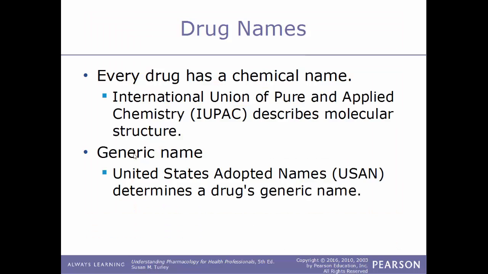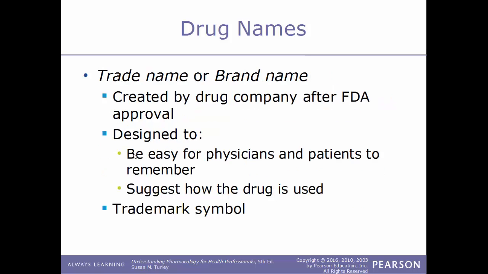Every drug has a chemical name, and the group that will describe the molecular structure is IUPAC, the International Union of Pure and Applied Chemistry. Drugs also have a generic name, and the United States Adopted Names, or USAN, determines what a drug's generic name is. You also have a brand name or a trade name. These are created by the drug company that manufactures the drug after that drug is approved by the FDA.